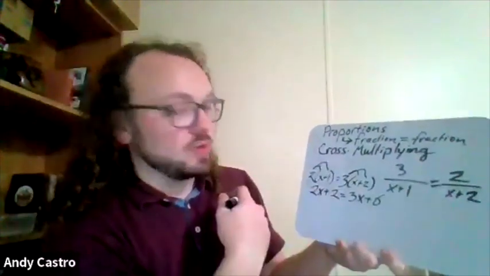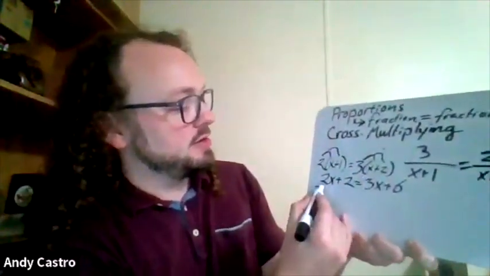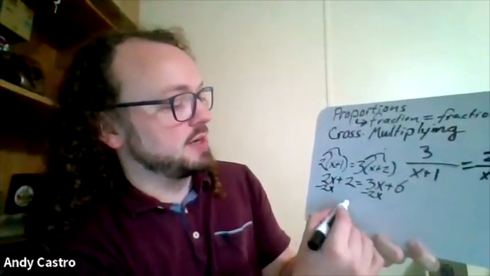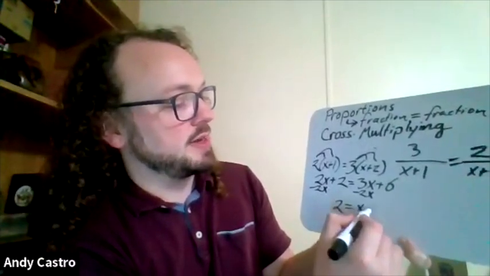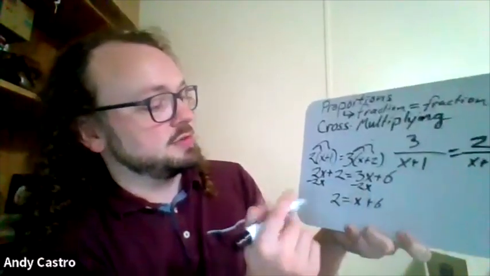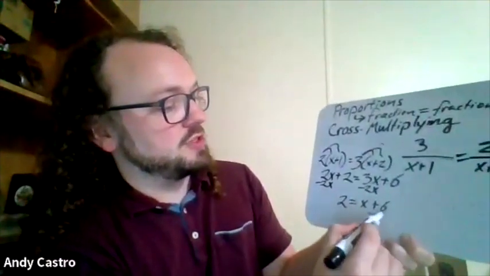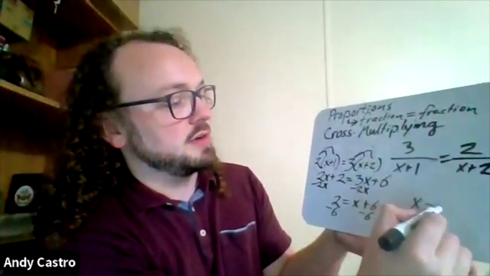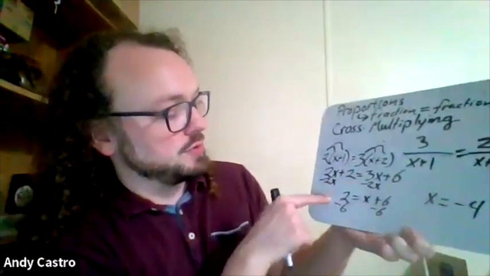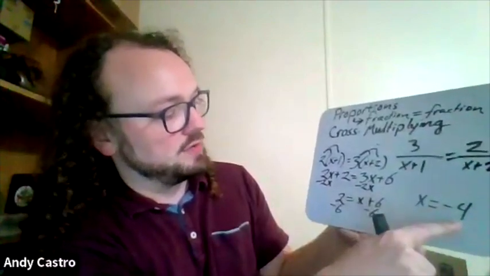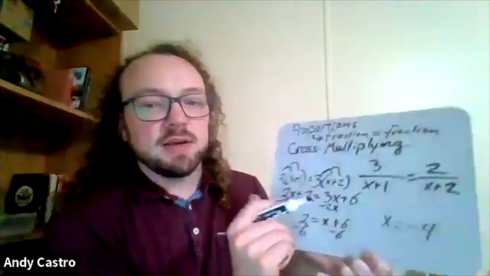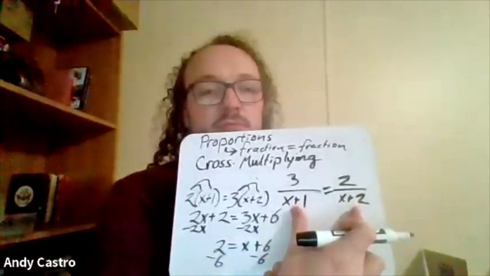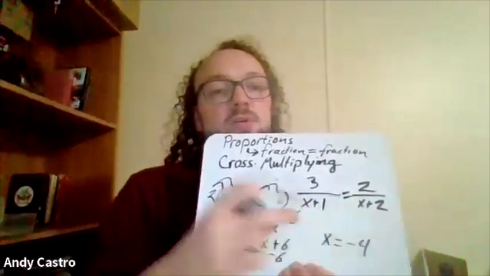I want all my x's on one side, my numbers on the other. So I'm going to move 2x off to the other side. I have 2 equals x plus 6. Oh, almost done. I just have to subtract 6 from both sides, and I get x equals 2 minus 6, so negative 4.